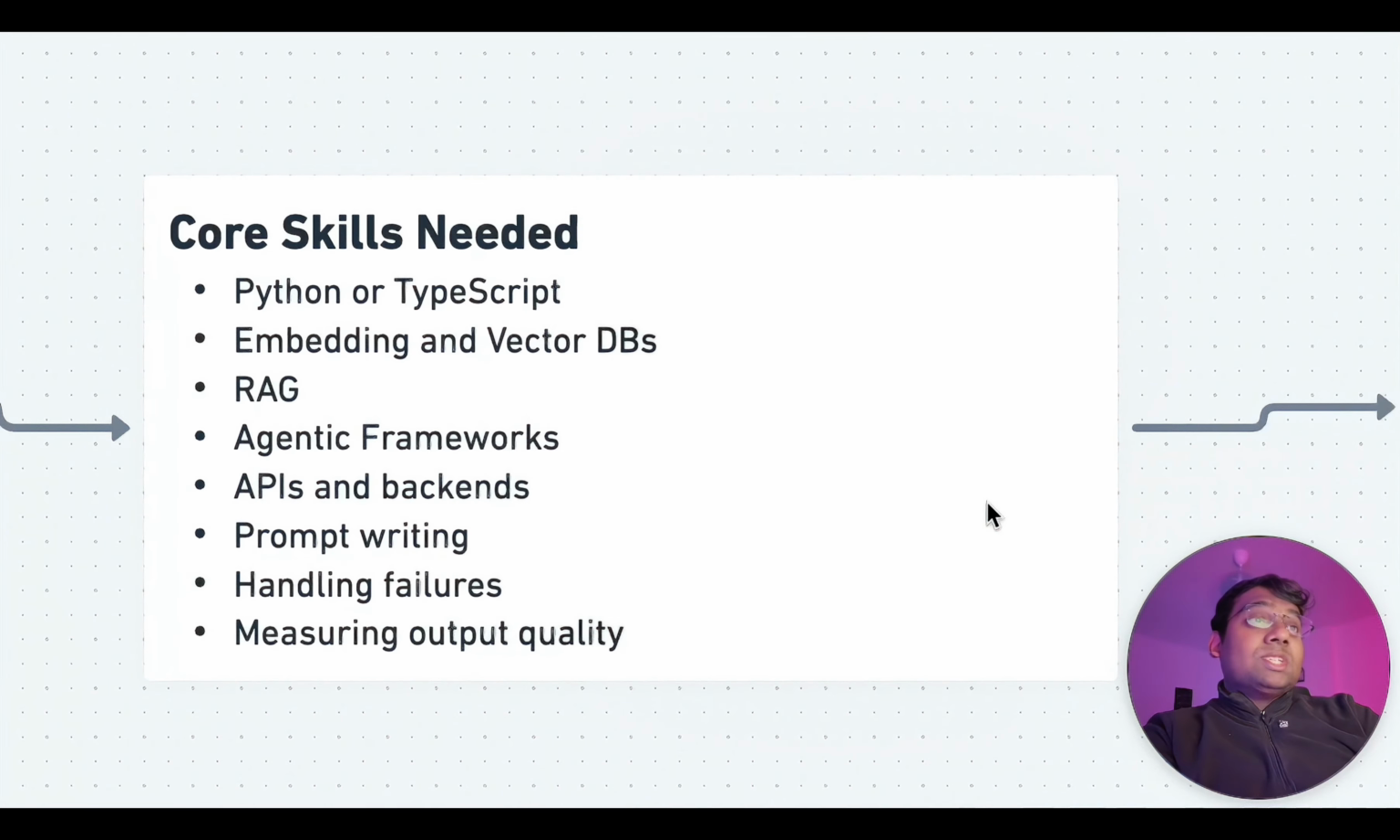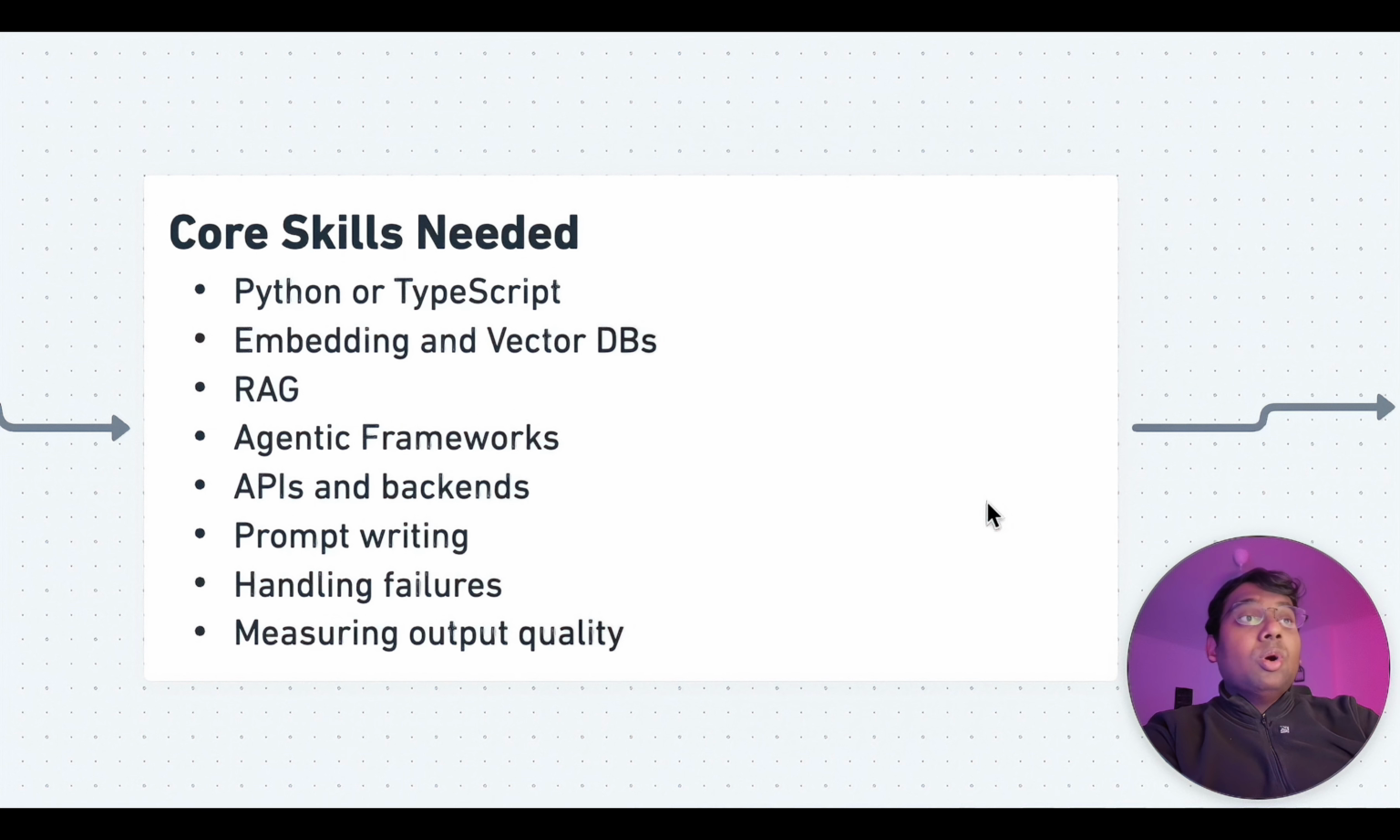So the core skills needed to become an AI engineer: Python or TypeScript. Most agentic frameworks are in either of these languages because they are quite popular in 2025. And a little about the AI side of things. What's an embedding? Vector DB. RAG is another one, which is retrieval augmented generation. Agentic frameworks like LangChain, LangGraph.